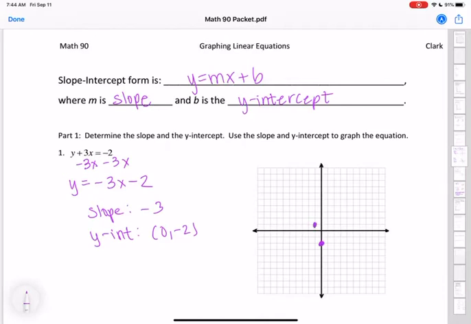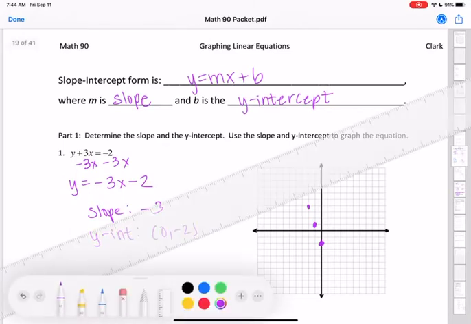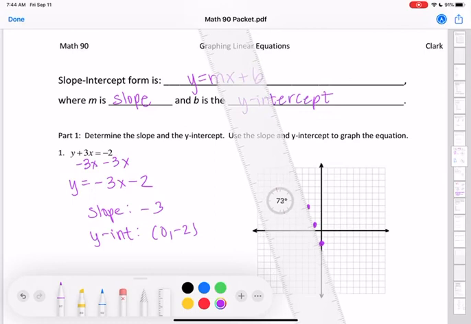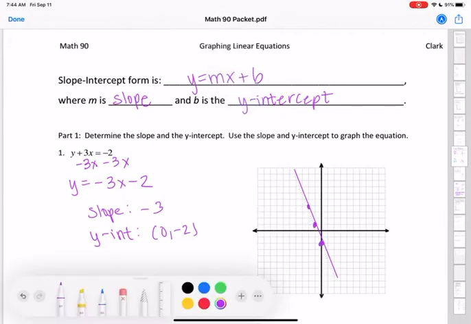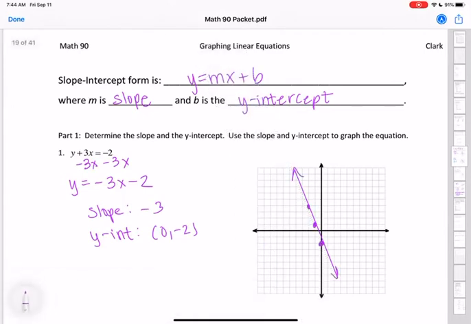I'm going to go to the left, because in the end, reading it left to right, just like how I read a sentence, I want it to go downhill because it's a negative slope. I'm going to stick one more point on there. I'm going to go up 1, 2, 3, over 1, and grab my straight edge and connect them up. Put the arrows on the ends, and that one is done. Go ahead and try the next one.